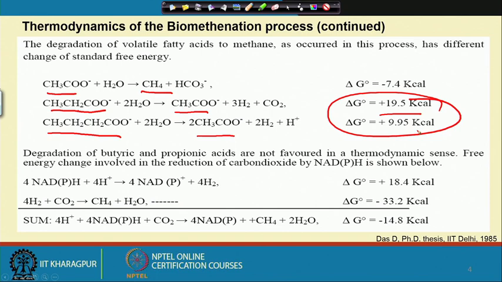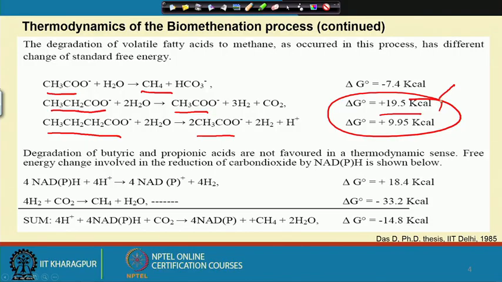Now, those who have experience with the anaerobic digestion process know that when we operate it for a longer period of time, we find accumulation of propionic acid in the system. The reason is that thermodynamically this degradation is unfavorable. That is why in long-term operation we get more accumulation of propionic acid in the fermentation broth rather than butyric acid or acetic acid.